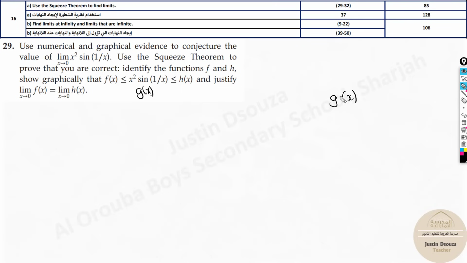The condition is that g of x must be greater than or equal to the lower function f of x, and less than or equal to the greater function h of x. Now this is the condition. See, that's already given. This g of x is given to us, x squared sine 1 by x. That is in between f of x and h of x.